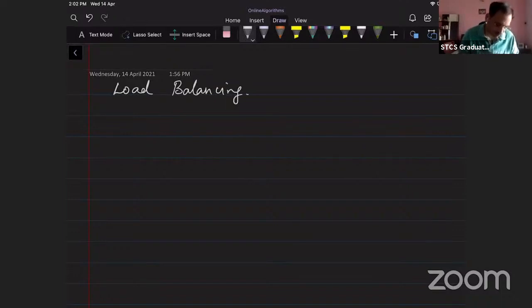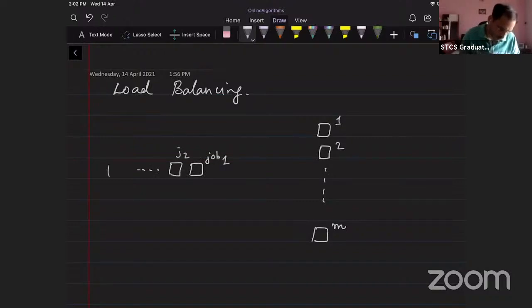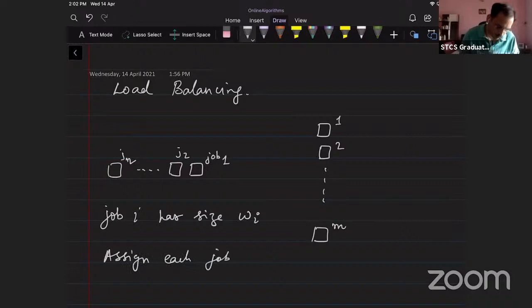In the most canonical form, let's suppose that you're given M machines, 1, 2, and so on. The jobs arrive one after the other, so job 1, job 2, and so on. We don't know what order they're arriving. And job I has size Wi. Now, the problem is to assign each job to one of the M machines.